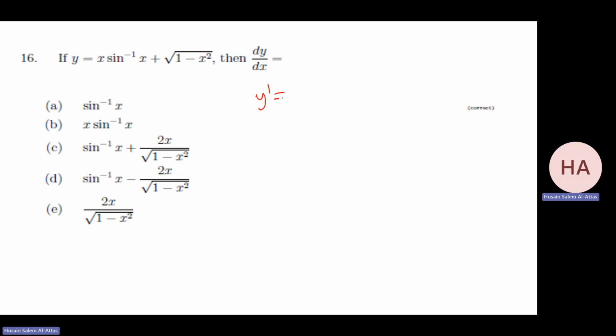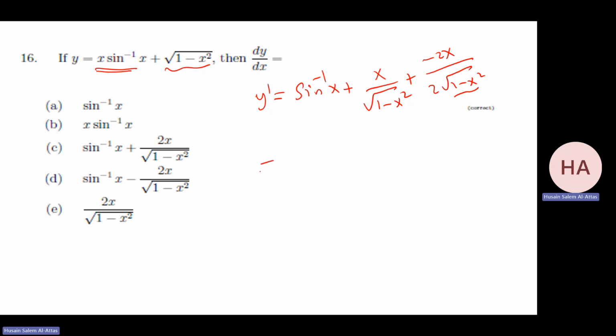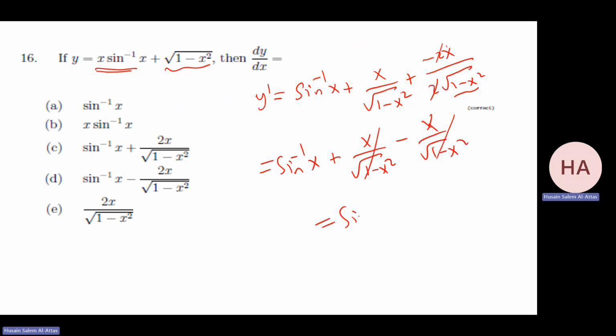What will be y prime? I have product rule here. So I have sine inverse plus x over square root 1 minus x squared plus, this is product, 1 over 2 root 1 minus x squared, derivative of this, minus 2x. So that will be sine inverse of x plus x over square root 1 minus x squared minus x over square root 1 minus x squared. So this is cancelled. So I'm getting what? Sine inverse, which is this.